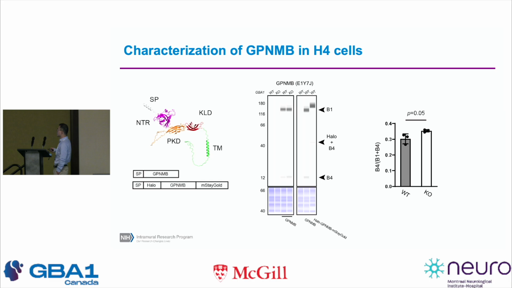When the Halo-GPNMB-mStayGold construct is transfected into H4 cells, we noticed a molecular weight shift with both B1 and B4. This suggests that B4 represents an N-terminal fragment of GPNMB that is now tagged by a Halo tag. We quantified the ratio between B4 and B1. We did not see a big difference between GBA1 wild-type and GBA1 knockout cells. Therefore, we don't think GCase itself is involved in GPNMB processing.